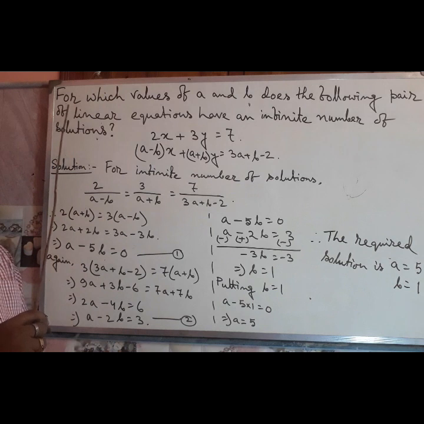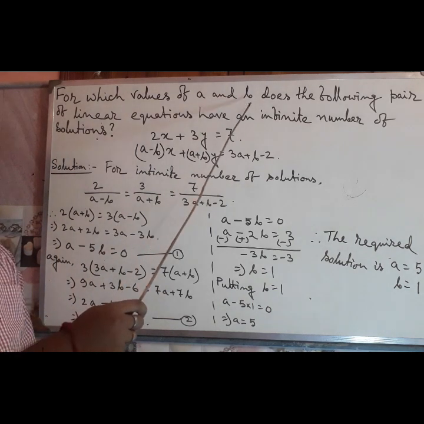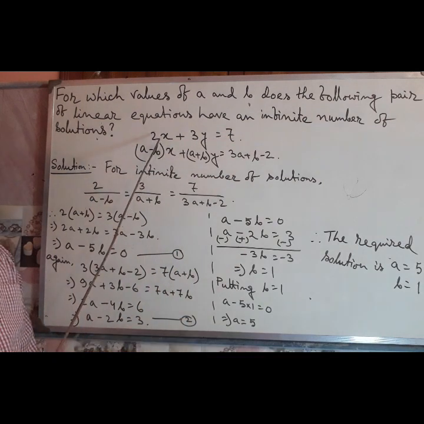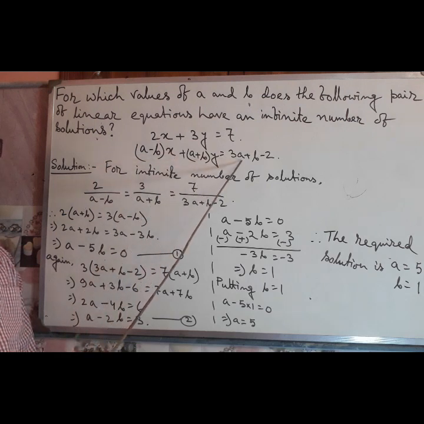A problem is given: for which values of a and b does the following pair of linear equations have an infinite number of solutions? The equations are given: 2x plus 3y is equal to 7, and another equation, (a minus b) into x plus (a plus b) into y is equal to 3a plus b minus 2. For infinitely many solutions, what we know, what is the condition?